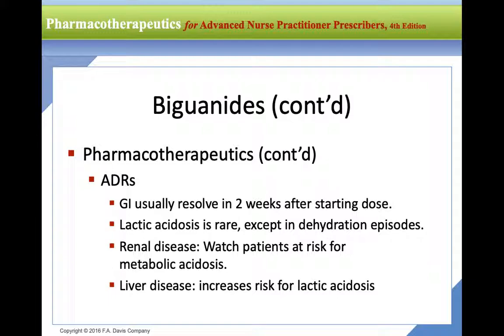Pharmacotherapeutics, adverse drug reactions: GI upset. That is the number one thing patients are going to complain of with metformin. You want to start low and go slow. Very, very slow titration. So don't start more than 500 milligrams a day. Titrate up very slowly over several weeks to 2,000 milligrams a day. That's your target dose for metformin.